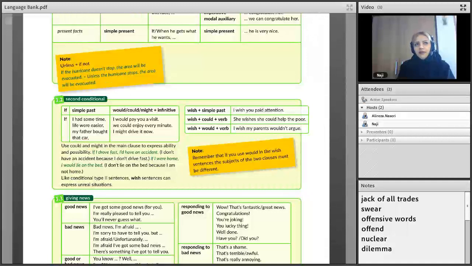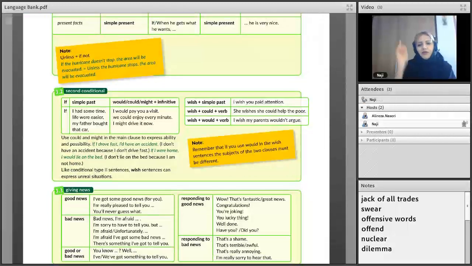Also we can use unless instead of if not. For example, I'll go on a picnic unless the weather is bad. It means that I won't go on a picnic if the weather is bad. Unless means if not.